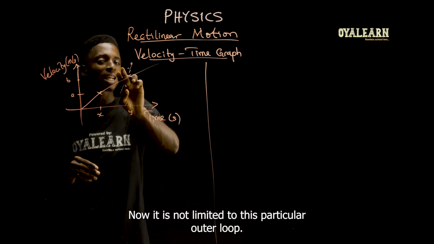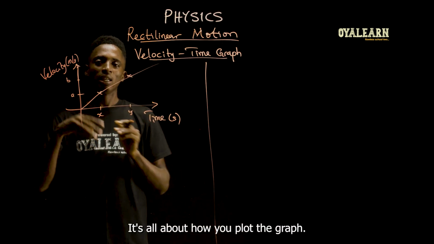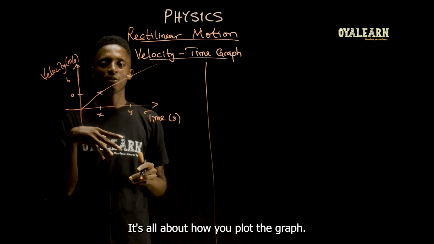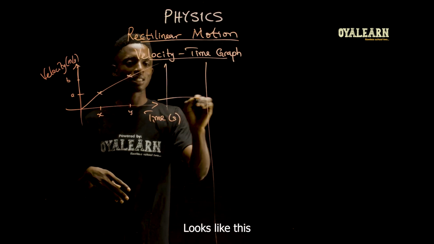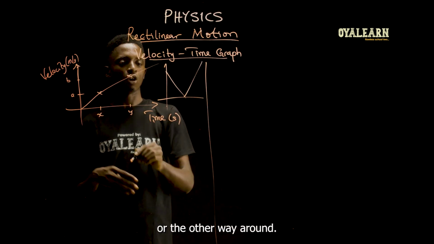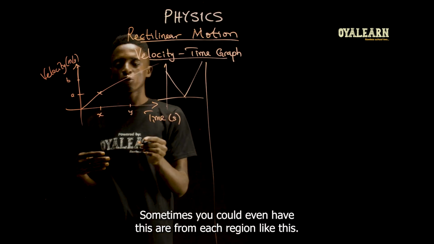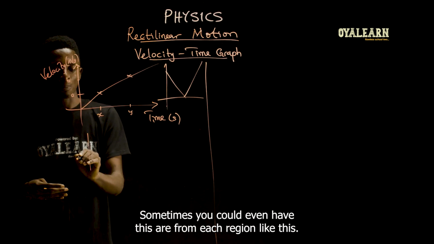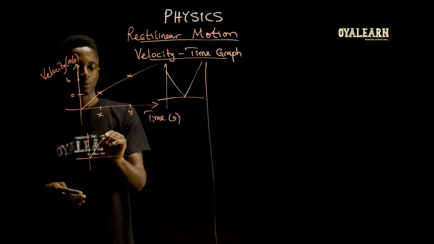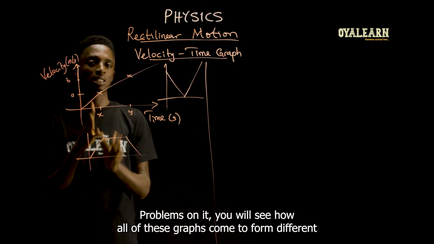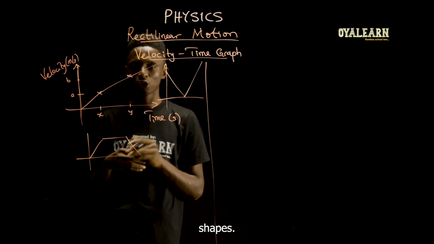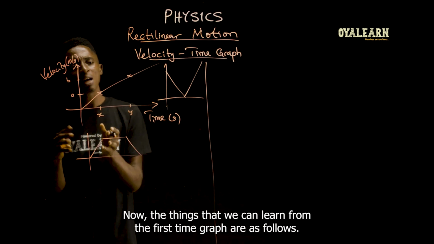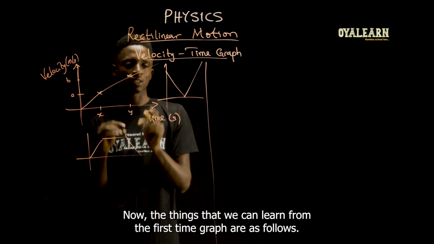Now it is not limited to this particular outlook. It's all about how you plot the graph. So sometimes you can have something like this, sometimes you could have something that looks like this, or the other way around. Sometimes you could even have those that form a trapezium like this. But as you solve problems on it, you will see how all of these graphs come to form different shapes. Now, the things that we can learn from the velocity time graph are as follows.